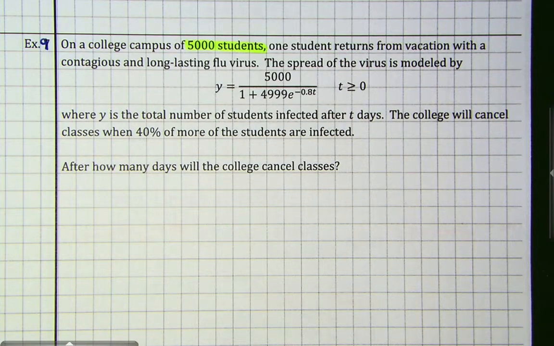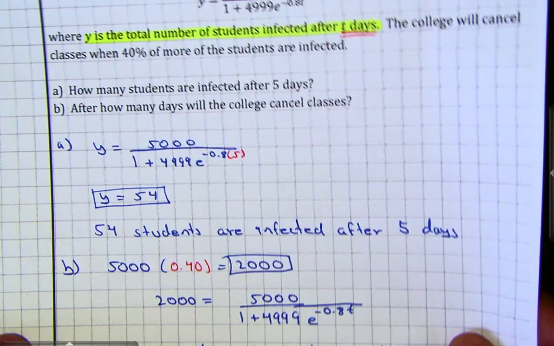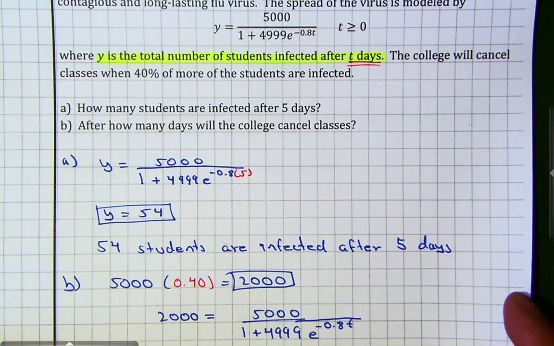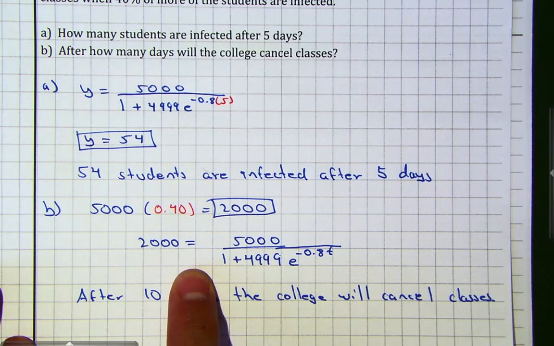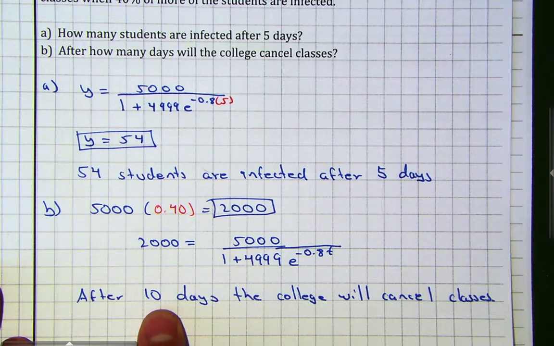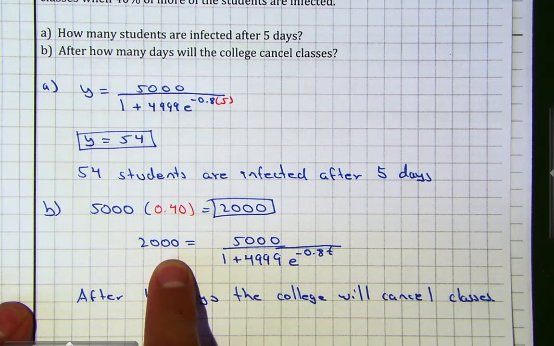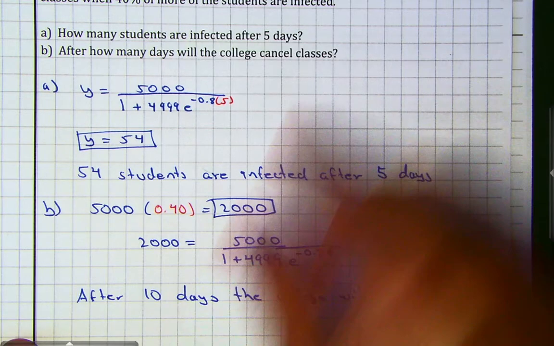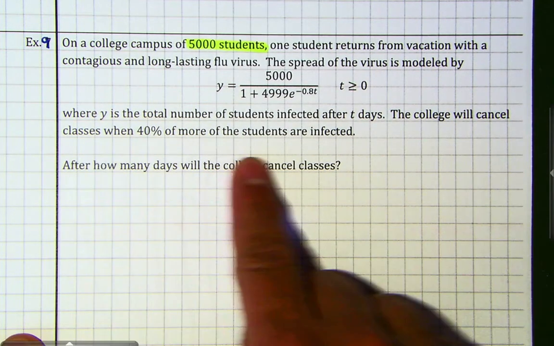Now, if you notice, we did this in section 6.4, the exact same problem, but when it came to solving, we graphed it and found the intersection to find the number of days. Before, we did not have the tools to solve this type of equation, but now we do. So let's go and set up the equation.